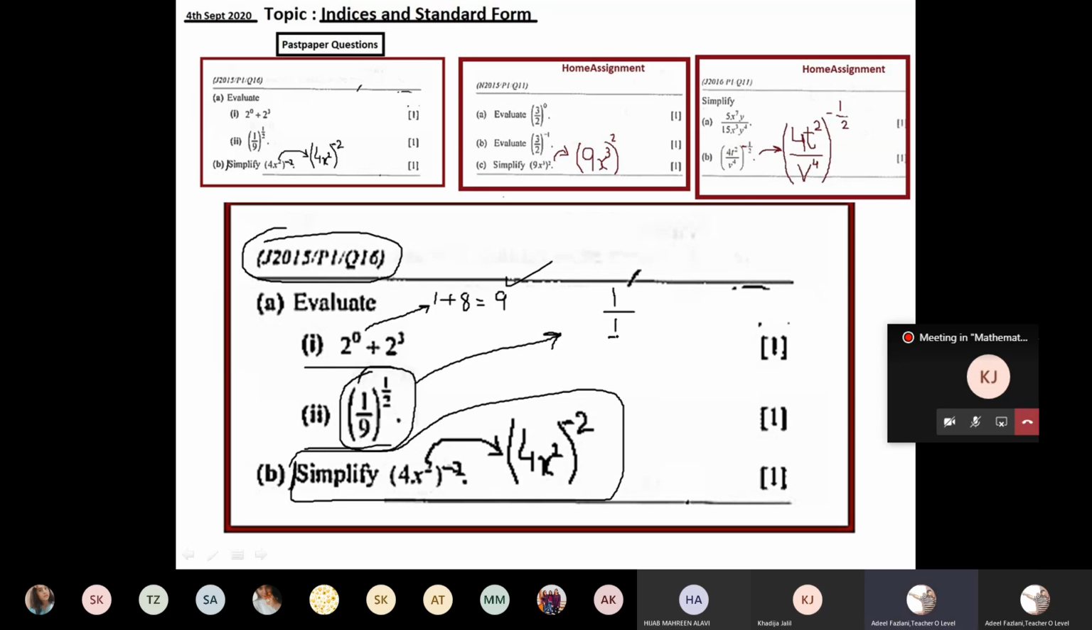Can I write like this? Nine is nothing but 1/2. Yes or no? Yes, sir. So do you know the concept of writing? Okay, let me explain one more thing. Just hold on. What if you are going to write directly 1/3 square? 1/3 square, whole power 1/2. All right.